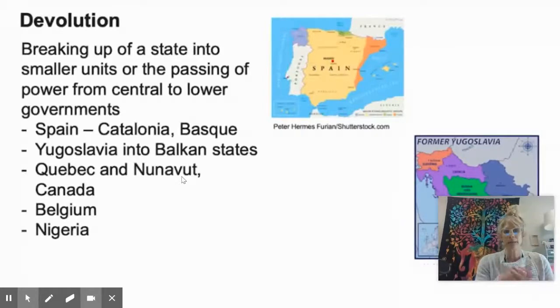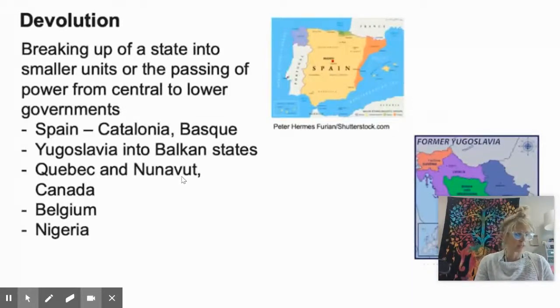So you have the breaking up of a state into smaller pieces or units, okay, just like balkanization. But you've got to remember there's a second part to devolution. It can also be the passing of power from a central government to a lower government. Okay, very important to remember that about devolution. And examples of this are very easy.